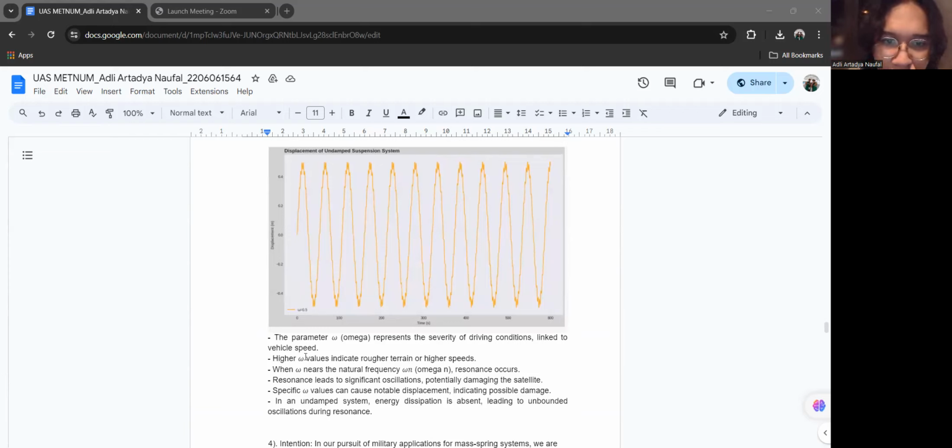As we can see from the data, the parameter omega represents the severity of driving condition linked to vehicle speed, and higher omega values indicate rougher terrains or higher speed. When omega nears the natural frequency, omega n, resonance occurs. Resonance leads to significant oscillation, potentially damaging the satellite. Specific omega values can cause notable displacement, indicating possible damage. In an undamped system, energy dissipation is absent, leading to unbounded oscillation during resonance.